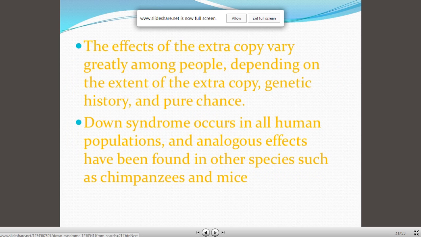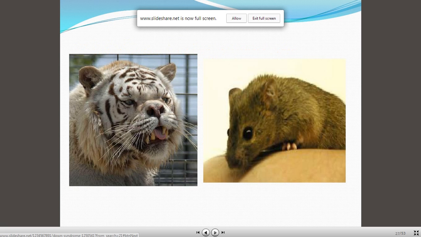The effects of the extra copy vary greatly among people, depending on the extent of the extra copy, genetic history, and pure chance. Down syndrome occurs in all human populations. An analogous effect has been found in other species such as chimpanzees and mice. Here are pictures of Down syndrome in a tiger and in a mouse.